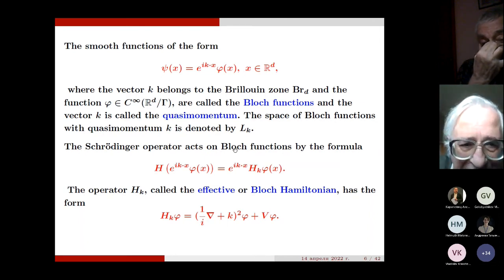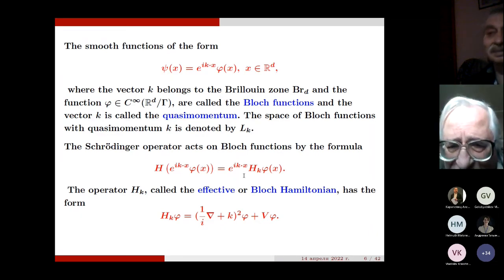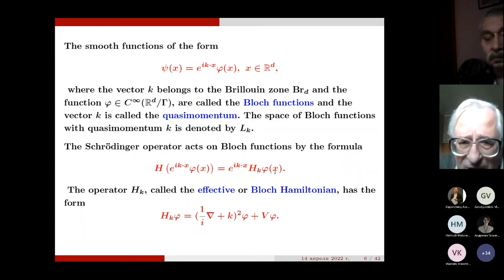If we apply H to this Bloch function psi of x, then what we will get, up to this factor e to the power chi x, is some operator h sub k applied to phi of x. So this formula is very easy to check. And the operator h_k standing here is called the effective or Bloch Hamiltonian. And this is just a very simple operator of this form.